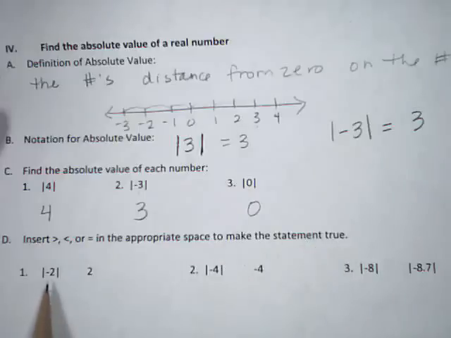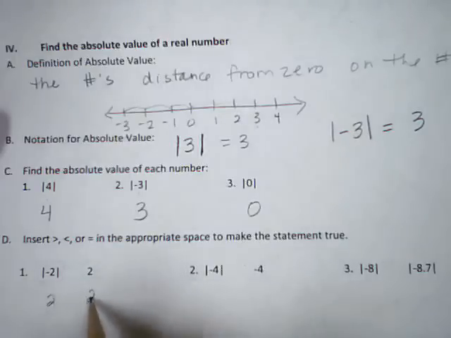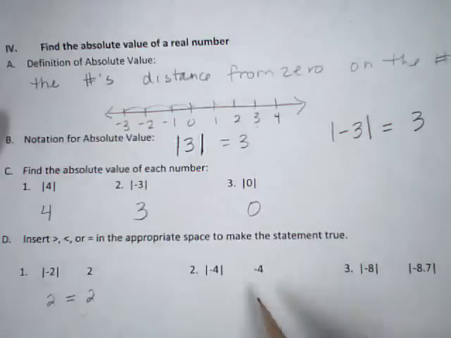Alright, I'm comparing the absolute value of -2 with 2. Well, what is the absolute value of -2? Positive 2. So I'm comparing that to 2, which means these would be equal. Number 2, the absolute value of -4 is positive 4. And I'm going to compare that to -4. So positive 4 is greater than -4.